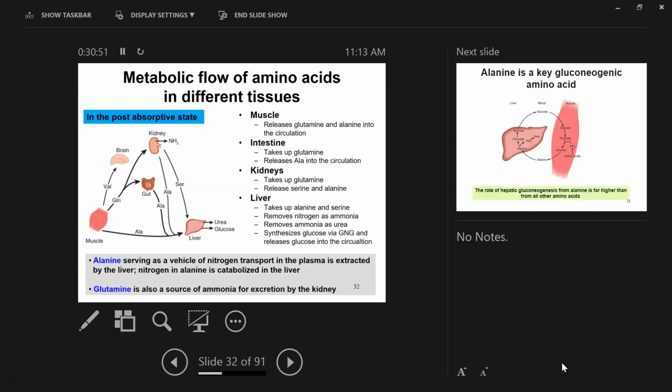Now, what about under the fasting condition? In the fasting condition, you see that alanine will be very high, right? And all the alanine from the intestine, from muscle and kidney will go to the liver for gluconeogenesis during fasting, right? And produce glucose that is released into circulation, and urea will also be synthesized because of high levels of amino acid catabolism, right?